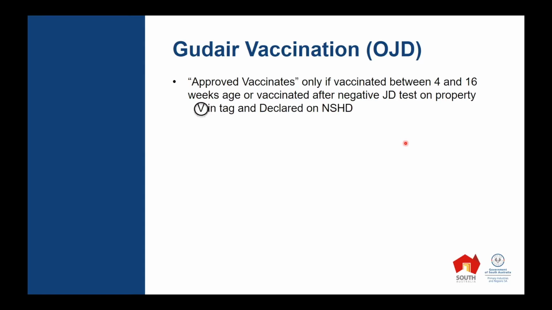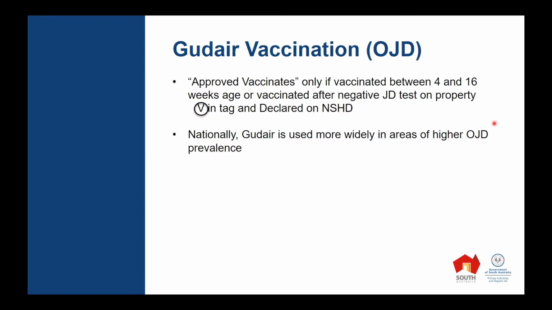Those animals will have a V in the tag. It used to have a circle, it doesn't now have to have a circle, so long as there's a V in the tag, that will indicate an approved vaccinate, and there's a place to declare that approved vaccinate status on the Sheep Health Declaration. So do look for those V's in the tag. It will indicate that they've had that Gudair vaccine. It's relatively important that animals that have had that Gudair vaccination, one shot for life, don't get jabbed again.